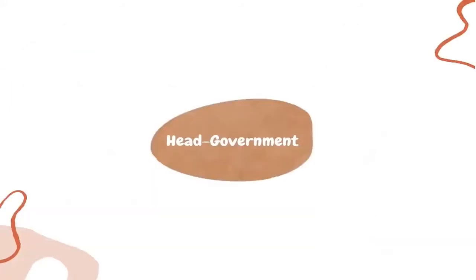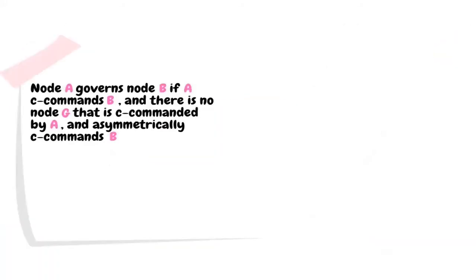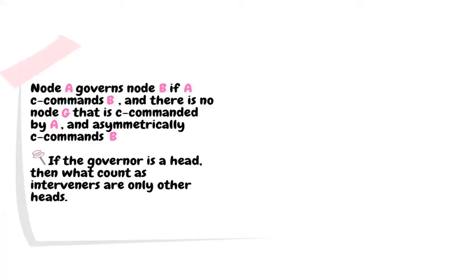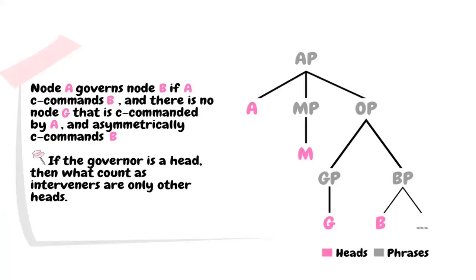Now we have head government. Until this point, we have already discussed that node A governs node B if A C commands B, and there's no node G that is C commanded by A and asymmetrically C commands B. What is special about this type is that the interveners must be heads. Therefore, if the governor is a head, then what count as interveners are only other heads. Let's explain this using this tree.